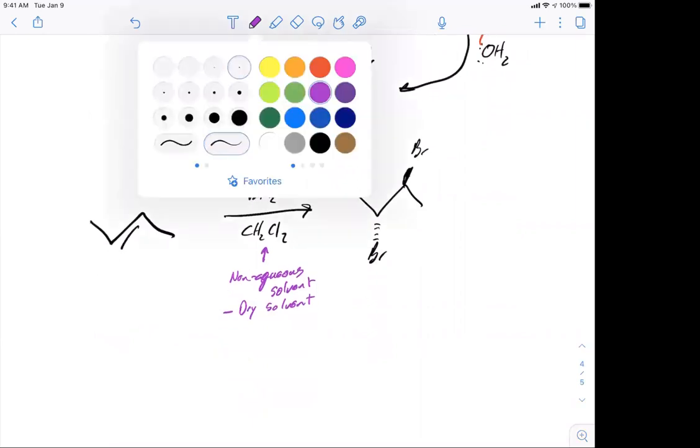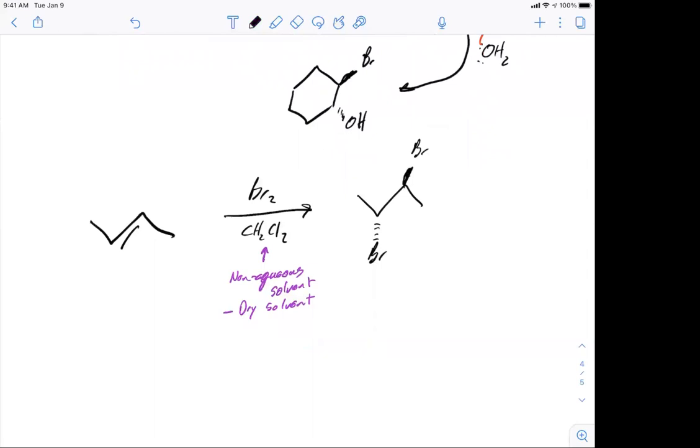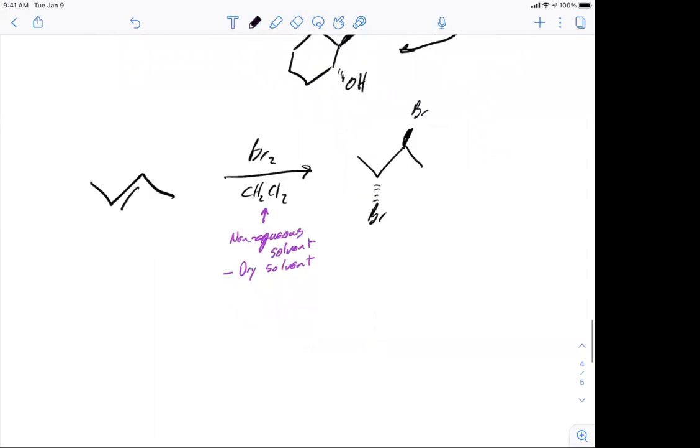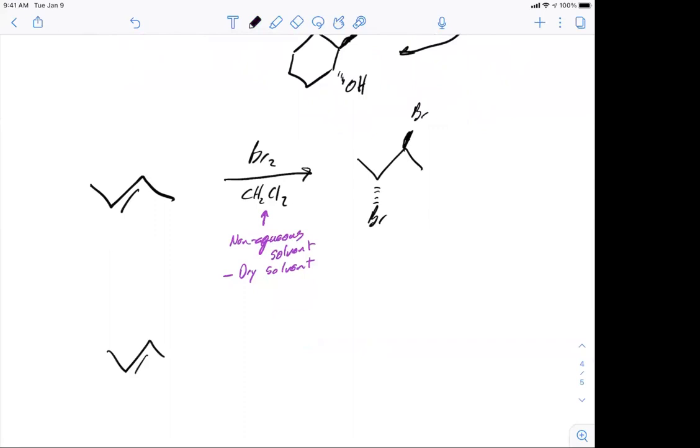Okay. So when you see these reagents together, this tells you that I'm getting the halogenation. If we did the same thing but changed the solvent, I would get the halohydrin.